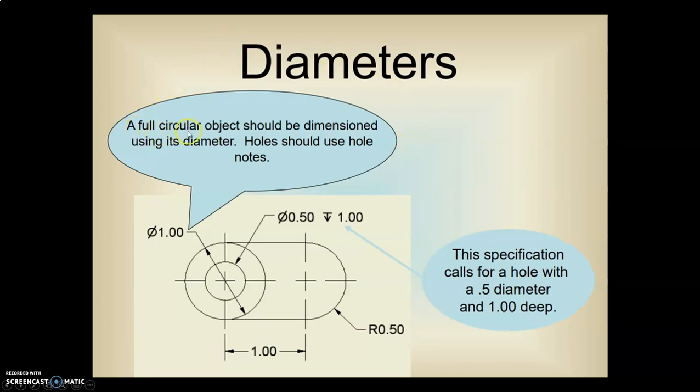A full circular object again should be dimensioned using its diameters. Holes should use hole notes. So here we have a hole diameter. We need the diameter symbol. Here this is a partial circle that uses the radius. Right here this tells us that this is a 0.5 diameter hole and the depth of that is 1 inch.